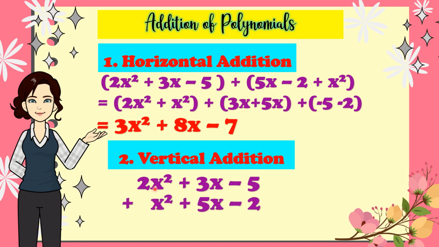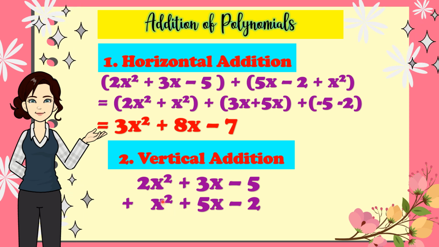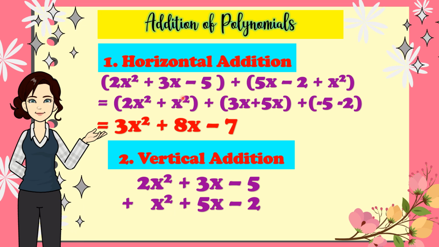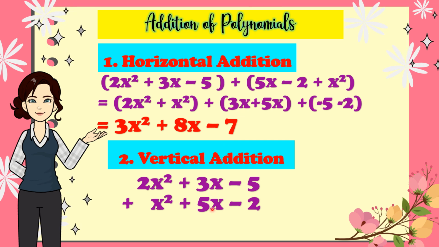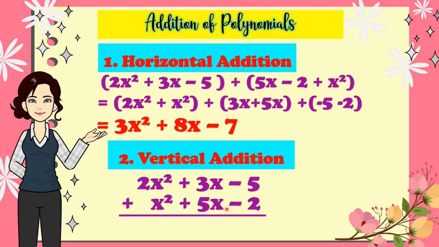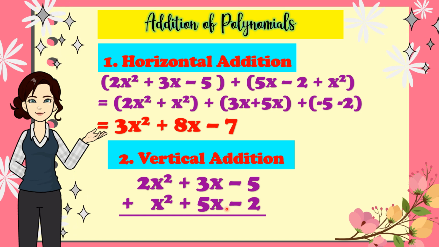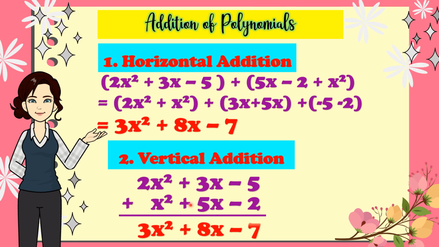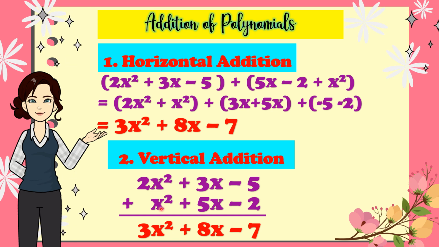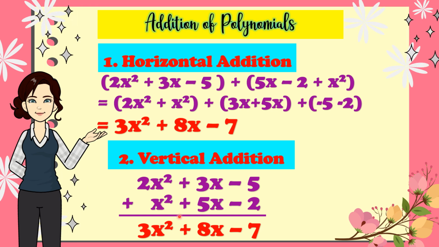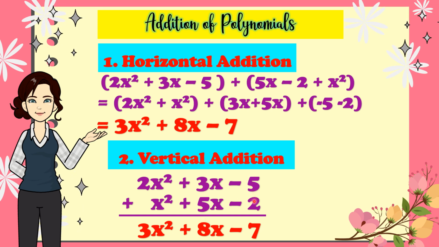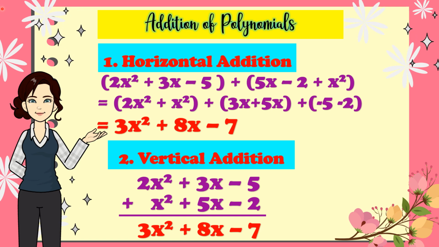So, yung similar kay 2x squared is yung x squared, kaya nasa ilalim na yun. And then, si 3x similar siya kay 5x, kaya nasa ilalim niya si 5x. And then, si negative 5, similar naman sa kanya si negative 2, kaya nasa ilalim niya. After nyo siyang ma-arrange dyan, ang gagawin lang natin is to add them. So, we have 2x squared plus x squared is equivalent to 3x squared. 3x plus 5x is 8x. And negative 5 plus negative 2 is negative 7.